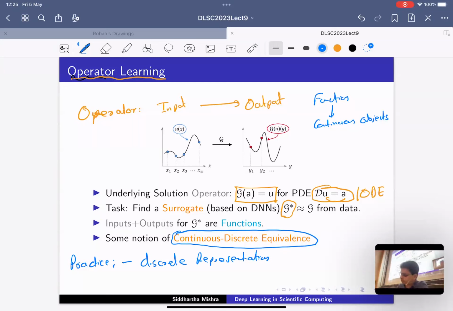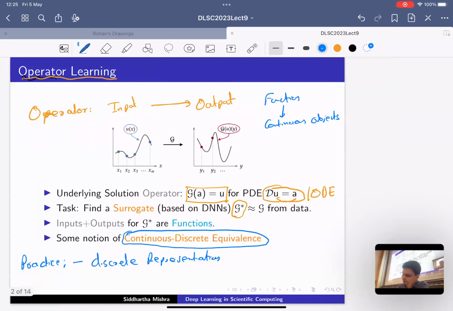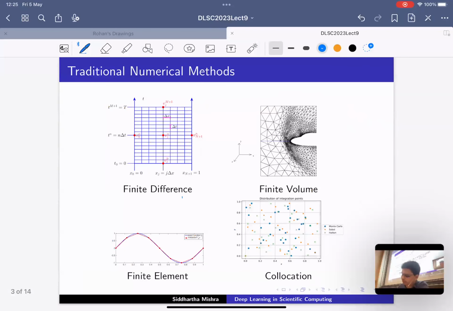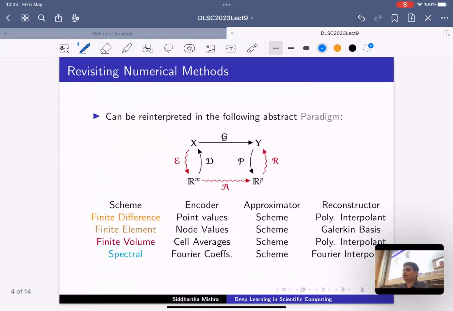Okay, so in the last lecture, I finished by asking how traditional numerical methods do, meaning what teachings we can take away from traditional numerical methods. And if you remember, whether it is finite difference, finite volume, finite elements, spectral methods, and so on, we were able to rewrite them in the following paradigm. And this is very important here. Let me recapitulate what it is.